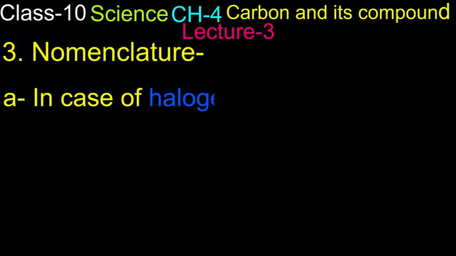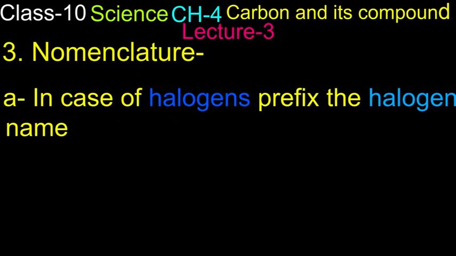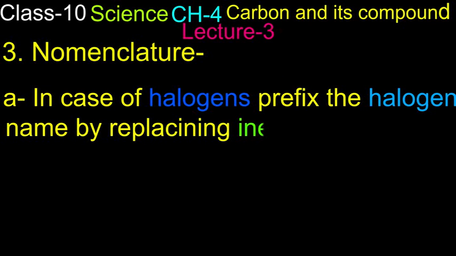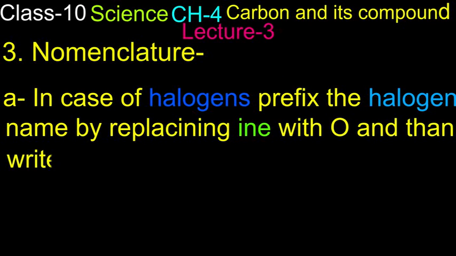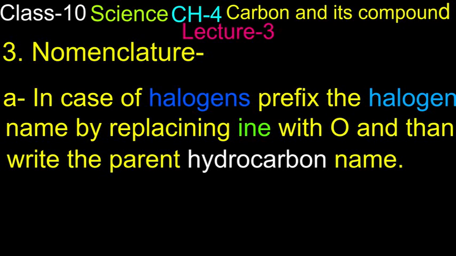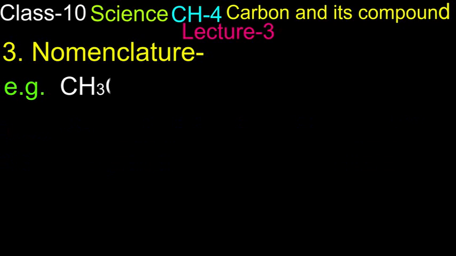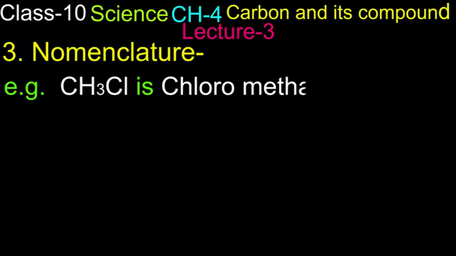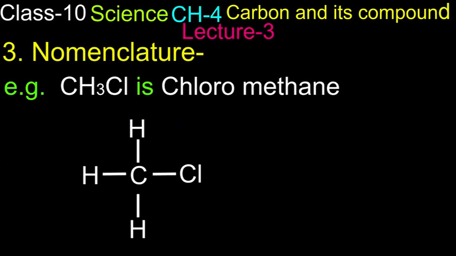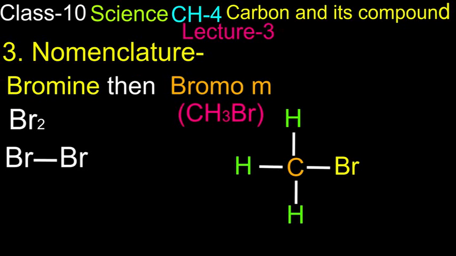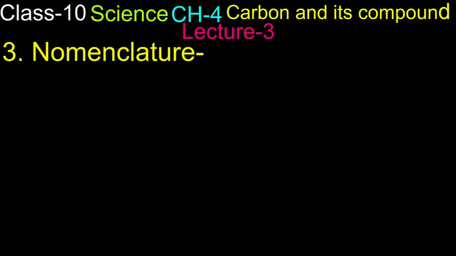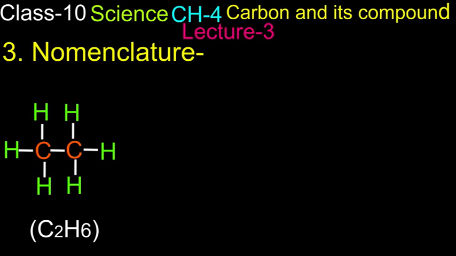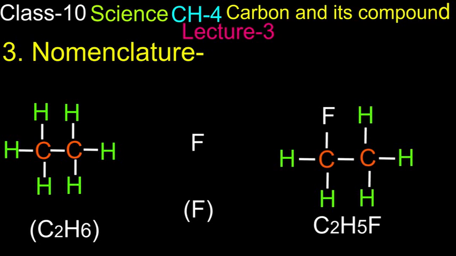In case of halogens, prefix the halogen name by replacing INE in it with O and then write the parent hydrocarbon name. For example, CH3Cl is chloromethane. And similarly, if it is bromine, then bromomethane. And if one hydrogen atom is replaced in ethane by fluorine, then that becomes fluoroethane.